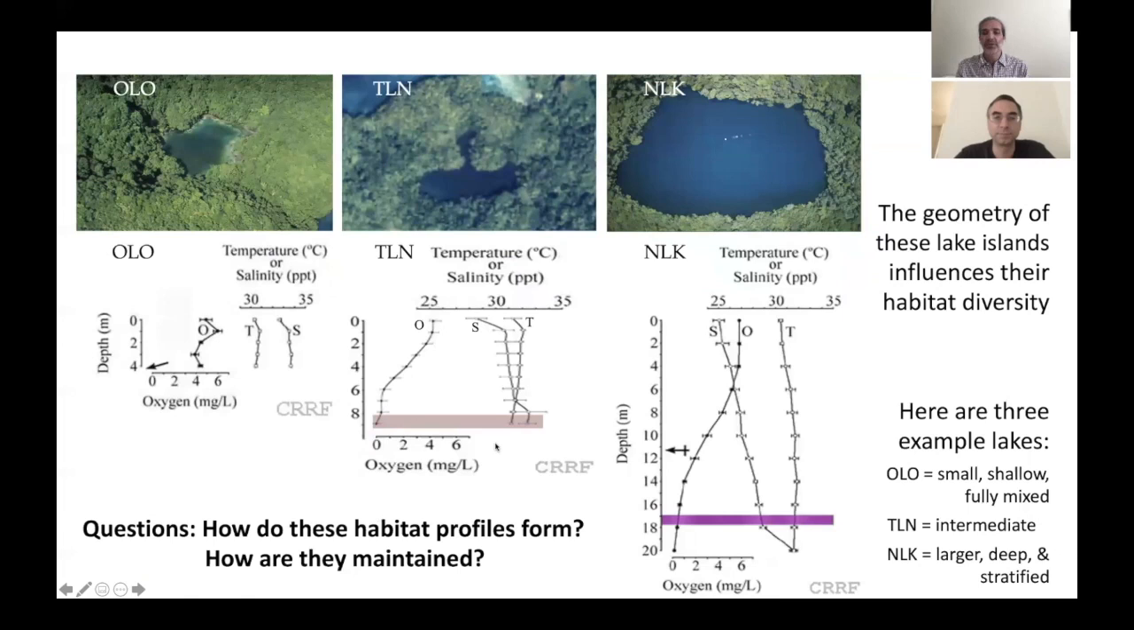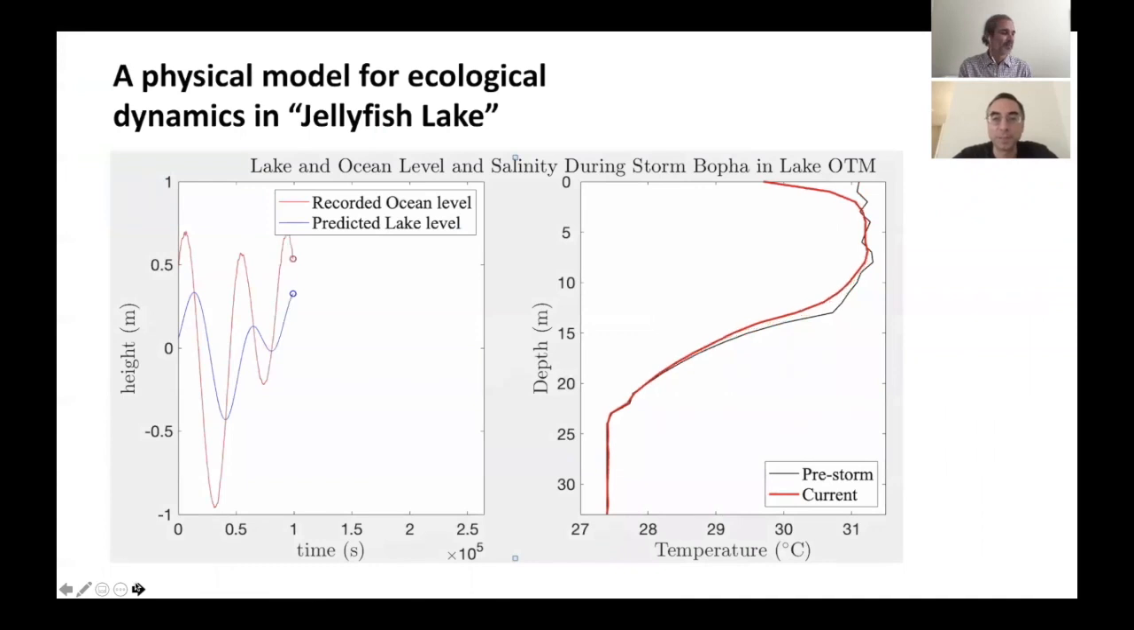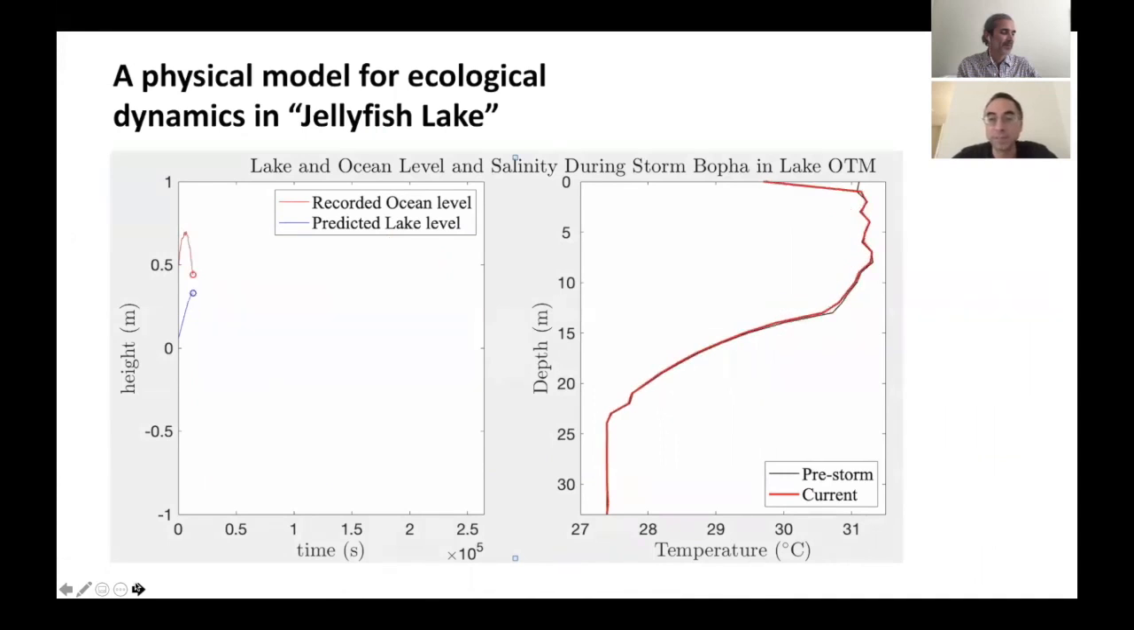Among the questions we're interested in answering are, how do these habitat profiles form, and how are they maintained? To investigate these questions, we developed a mathematical model. From measurements of the water level, temperature, and salinity in the marine lake, we first estimate exchange rates between the ocean and the marine lake. These exchange rates include surface, tunnel, and groundwater flows.